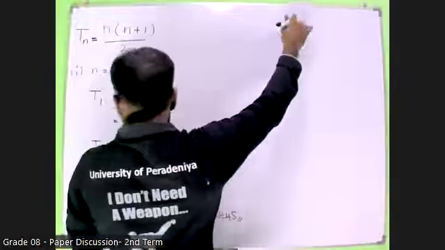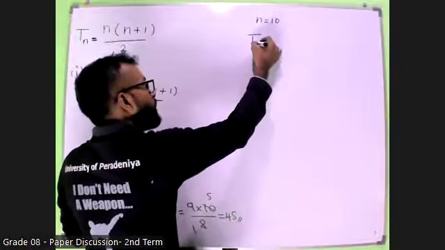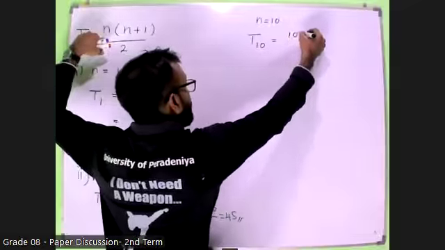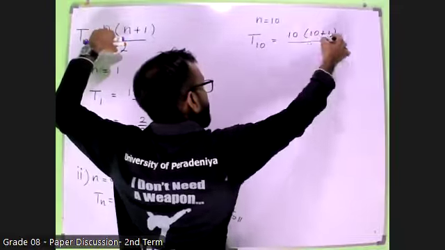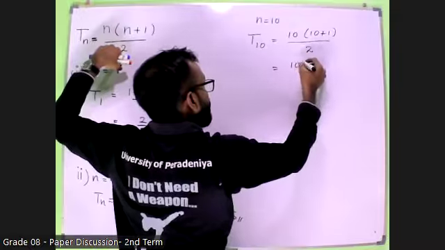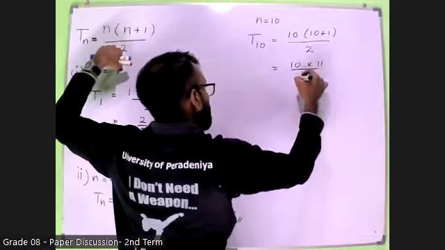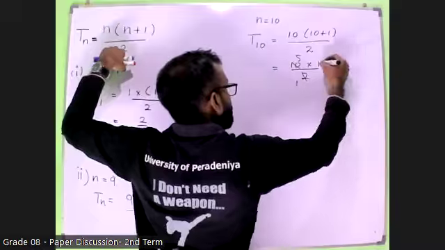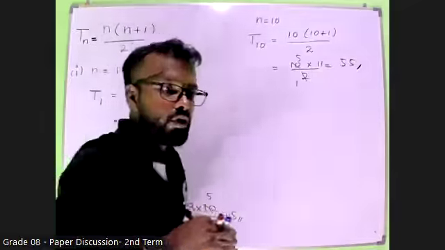Okay. So, 10th term, n equals 10. So you have to substitute n equals 10. T10: n times n plus 1, 10 plus 1, divide by 2. Right? So here 10 times 11 divided by 2. 2 times 1, 2 times 5. So you will get 55. 5 times 11, 55. So this is the T10. Okay, that is how we are going to find out.